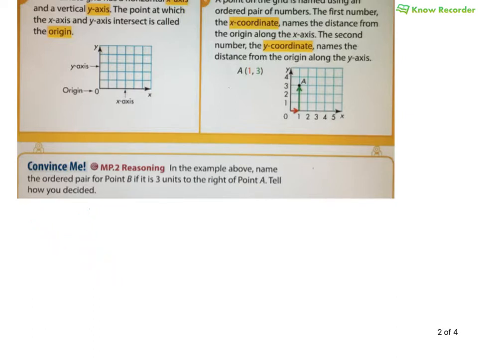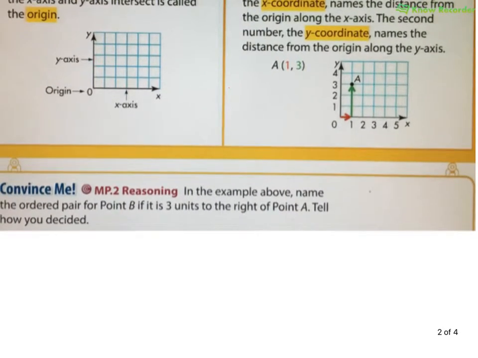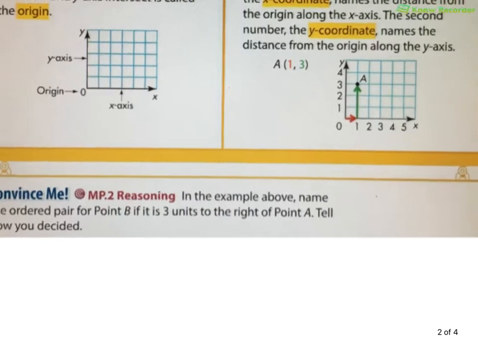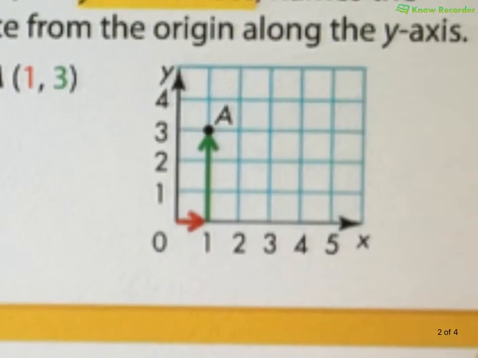All right. In the example above, the ordered pair for point B, if it's 3 units to the right of A, and tell how you decided. Well, here we go. We already have A. They said they needed 3 units to the right. So, ladies and gentlemen, I start here now. I'm not starting at the origin because it said starting at A. So 1, 2, 3 to the right. Place my point, make it a B, and my ordered pair would be 4, 3.